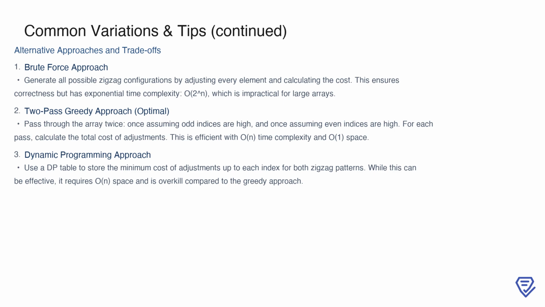Another option is the dynamic programming approach, where you maintain a DP table to store the minimum adjustment cost for both zigzag patterns up to each index. While this approach is effective, it requires O(n) space and is generally overkill compared to the greedy solution. The two-pass greedy method strikes the best balance between simplicity and efficiency, making it the recommended approach for this problem.